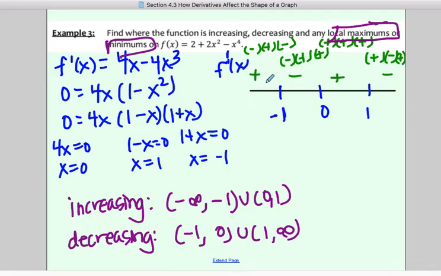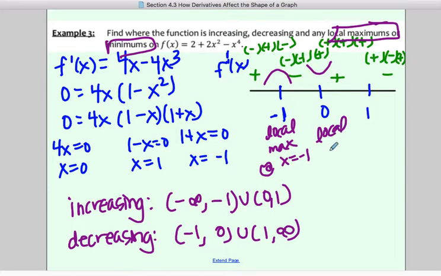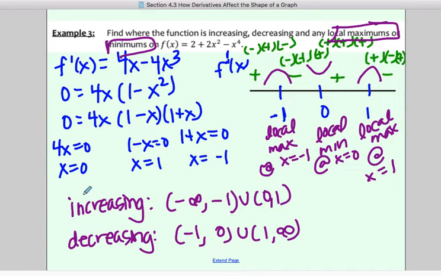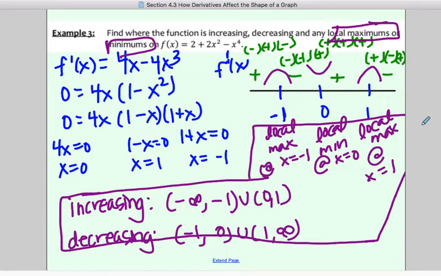Okay, so here, increasing to decreasing, we would have a local max at x equals -1. From here, we're negative to positive. So this is a local min at x equals 0. And then positive to negative, that's going to give us a max. So local max at x equals 1. Okay, so there's our information for our answer here.